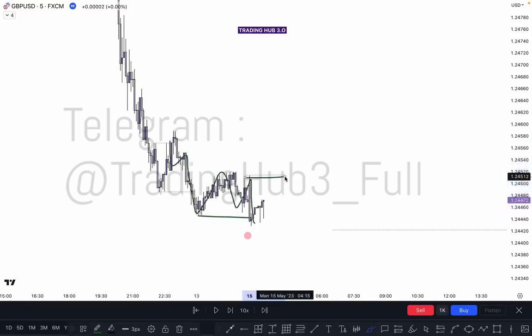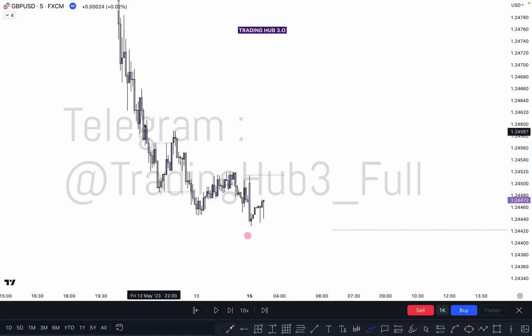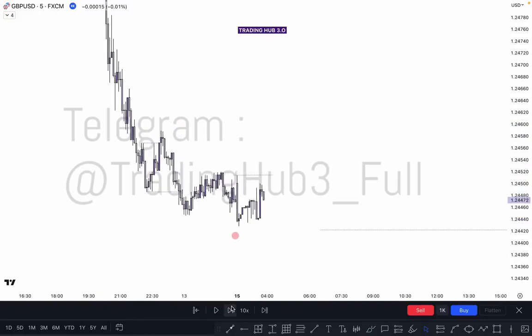So when the first pullback is broken, then we can take a decision for the buy, because market has already taken out this one. It means this is our fake chop, right? So you don't need to buy here, you have to wait for it again. So let's see what happened next after this one.